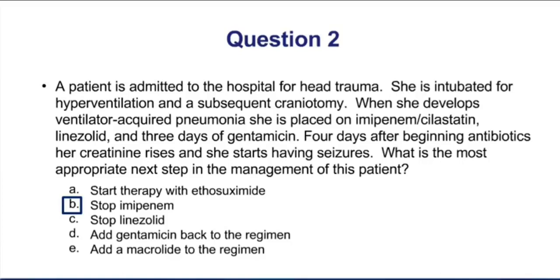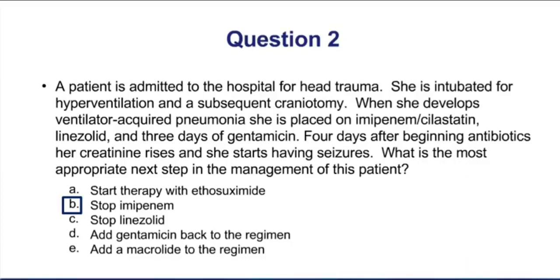Other options you would have to rule out. For example, choice A, start therapy with ethosuximide. This drug is very limited in its use for seizures. In fact, it's only used for absence seizures. And since we don't know what type of seizure this patient is having, not the best choice.